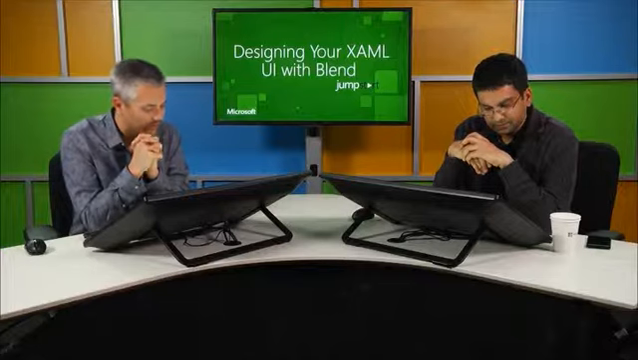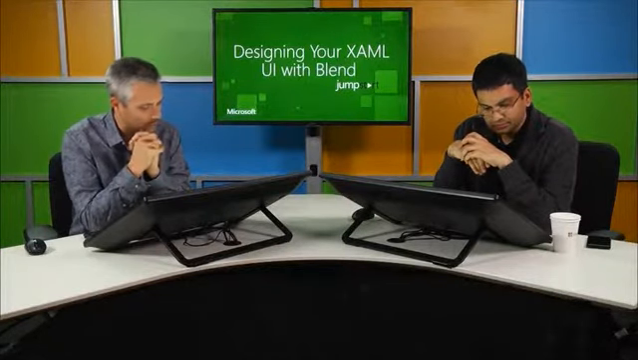Is it possible to quickly create multiple horizontal grids in Blend with XAML and still have semantic zoom work correctly? Multiple horizontal grids. Let's go to the next one. I'm not 100% sure.